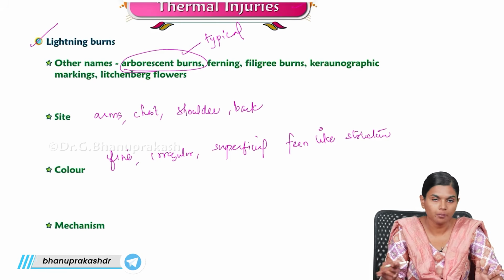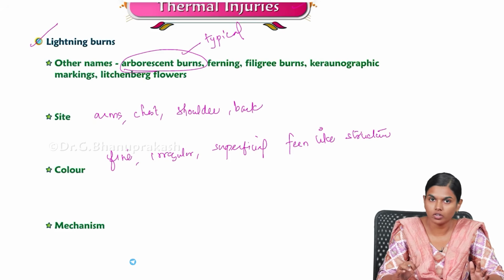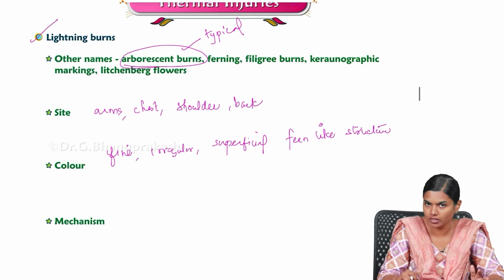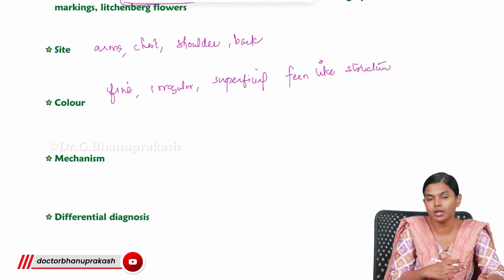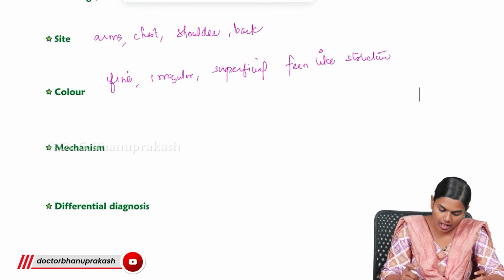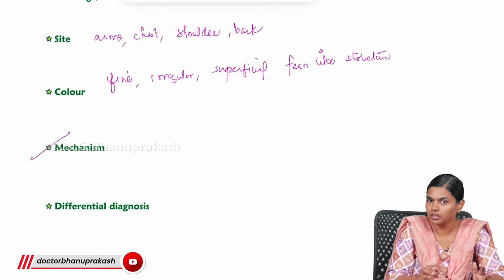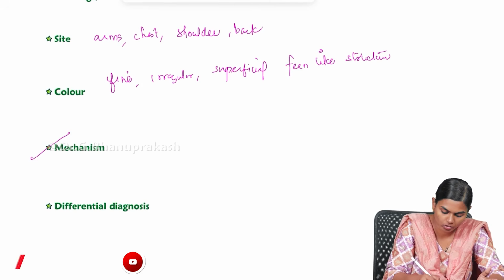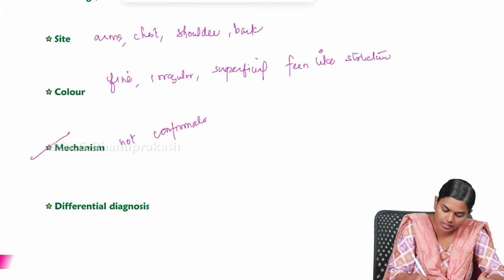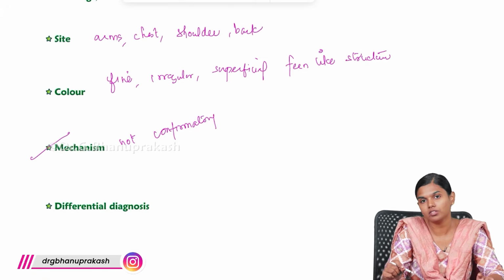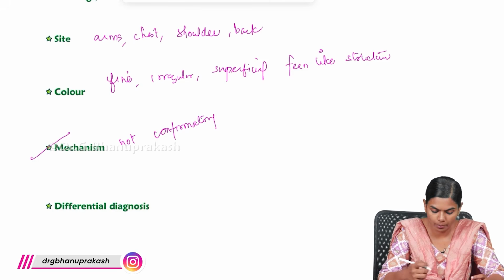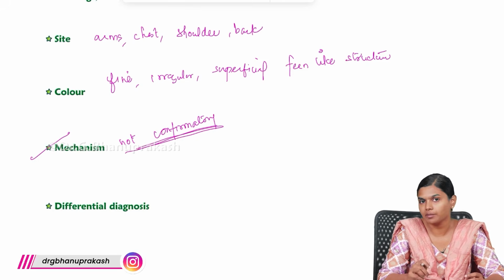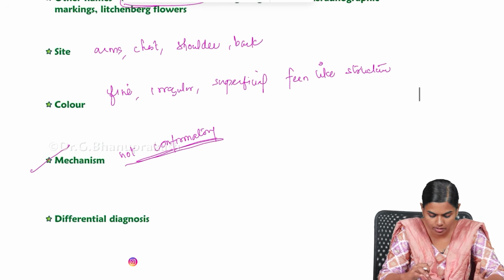So, these arborescent burns are very typical. They will give you a picture and they will ask you what is the reason for this injury, what is the name of the injury. It is usually seen over the shoulder and back, mostly over the upper torso. There are multiple mechanisms, but nothing is confirmatory. They used to say that it is travelling along the pathway of the blood vessels, and because of that the blood vessel is getting stained, but that is also not confirmed. The exact mechanism is not known for the arborescent burns.